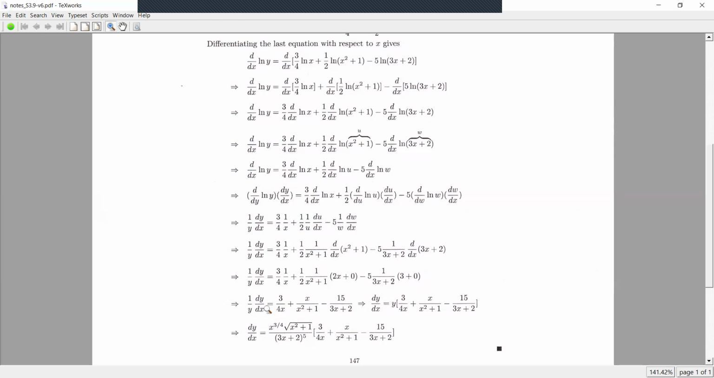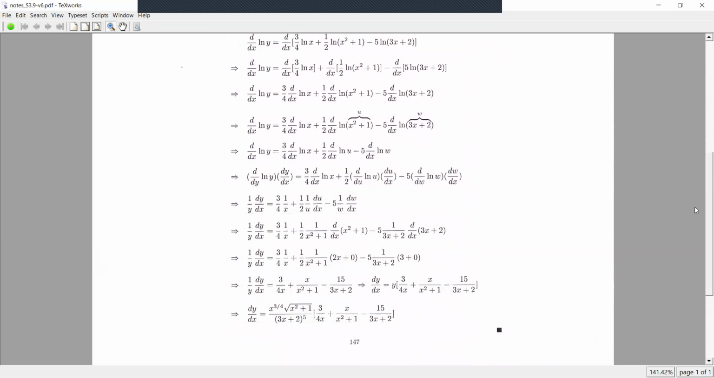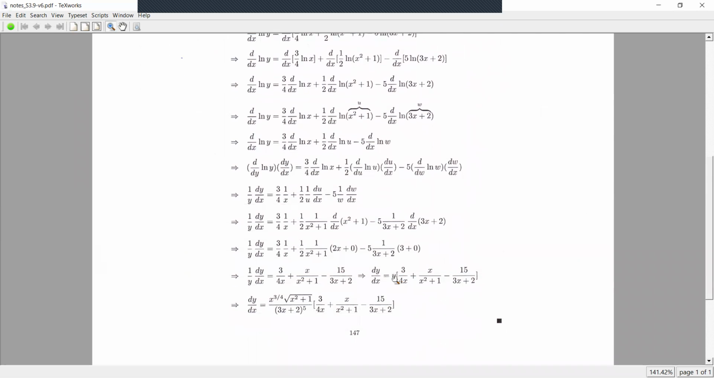We are looking for dy dx. Move 1 over y to the right-hand side, then I have this equation. In this example, I know the function y. The function y is this. Now, plug in this function in y. Plug in the function in the y here, then I get the final answer. The derivative of y is equal to this function.